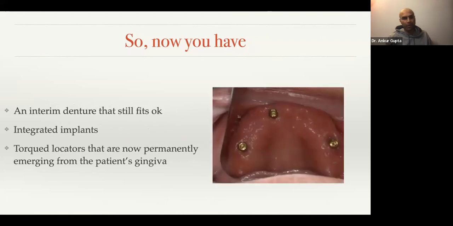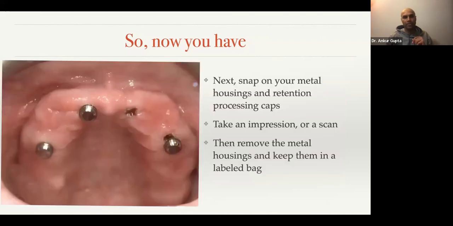Okay, so now you have an interim, it fits okay, and your implants are integrated. So what you want to do next is snap in your metal housings, and you can take an impression or a scan. And I'll explain the benefits of both. After you take your impression, you can remove those metal housings, keep them in a little bag, and keep them with the patient's case for the rest of the fabrication process. See, now that you've added those metal housings, the interim, your healing denture, is going to fit poorly again. So you just remove the metal housings, keep them in a labeled bag, and then you can pop in that healing denture.